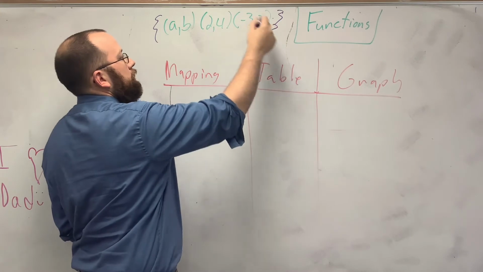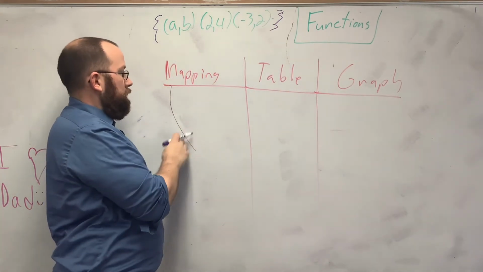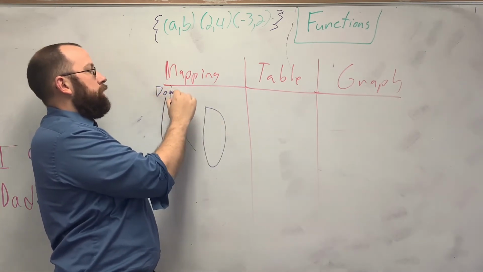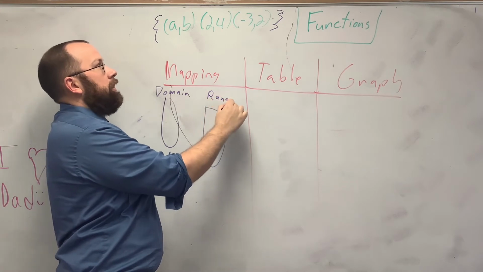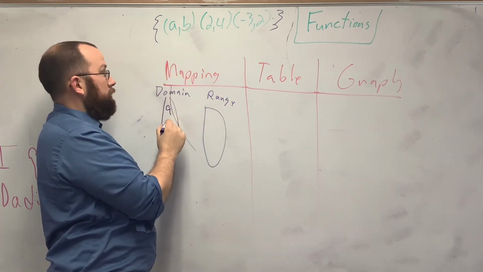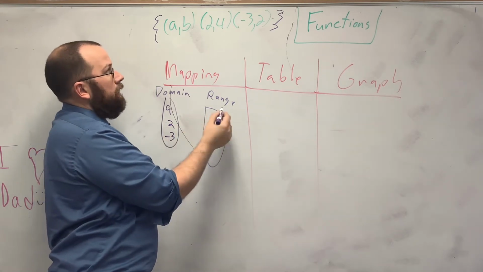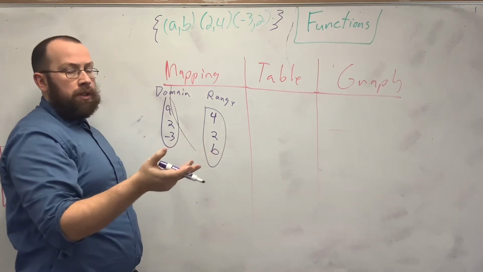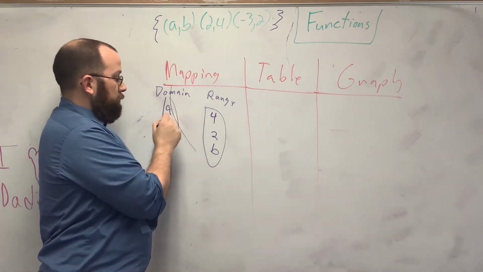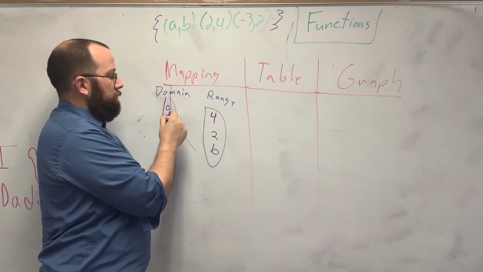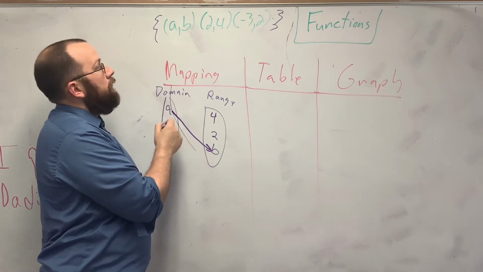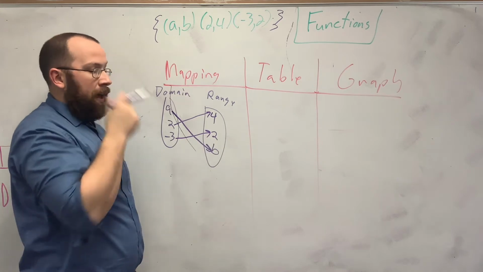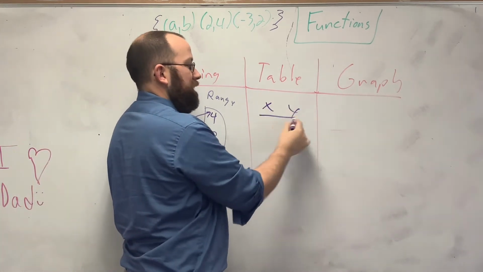So if you have a set that's a function, one way to show it is mapping. You have two ovals. This is your domain or your x values. This one is your range. So my domain here is A, 2, and -3. And let's just mix this up and say 4, 2, and B. So now all you do is just cross over and point to what the domain matches with the range. So A goes to B, 2 goes to 4, and -3 goes to 2. That's called mapping.